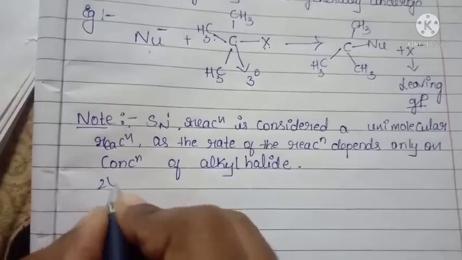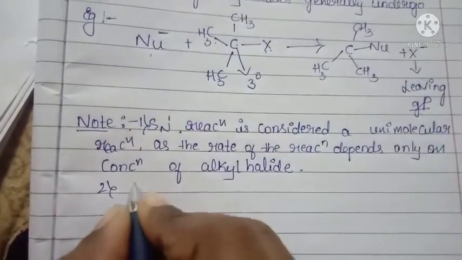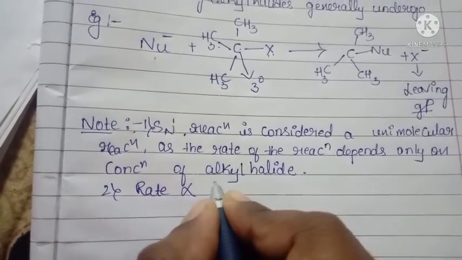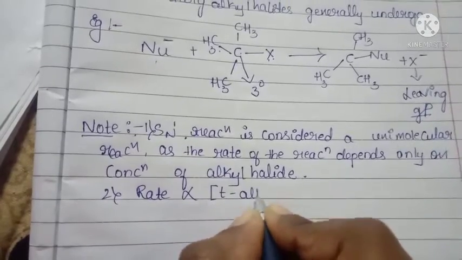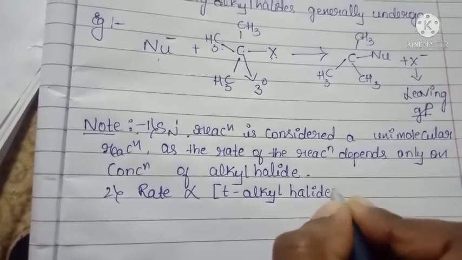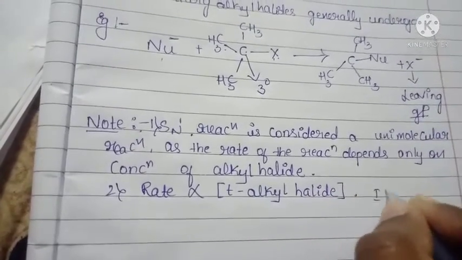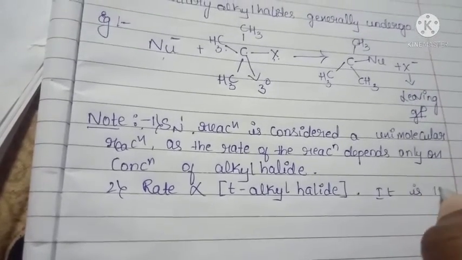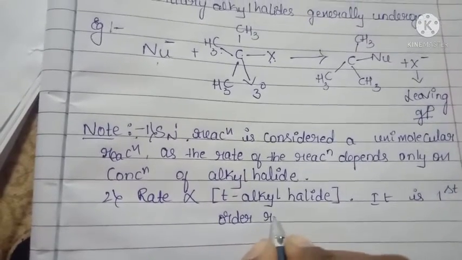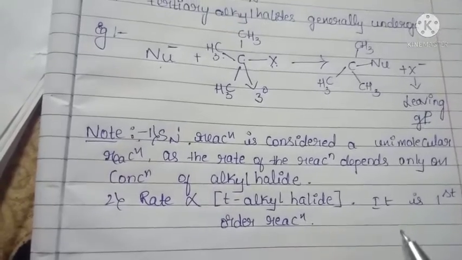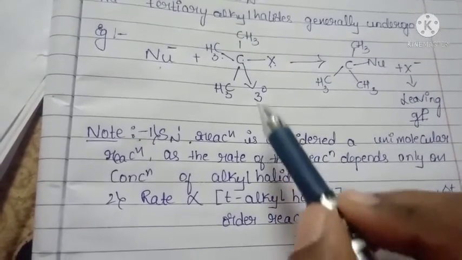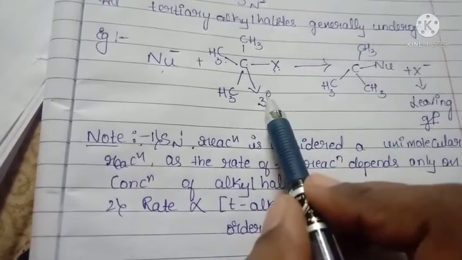And then the second point is the rate is directly proportional to the tertiary alkyl halide. Okay, then it is a first order reaction. Why is it a first order reaction? Because it has a two-step mechanism. I will explain you later.